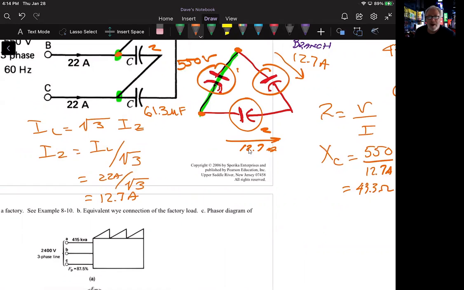Okay, very neat problem. Didn't that bring in a little bit of almost everything that we've learned up to this point? And that should complete section 813 for us.